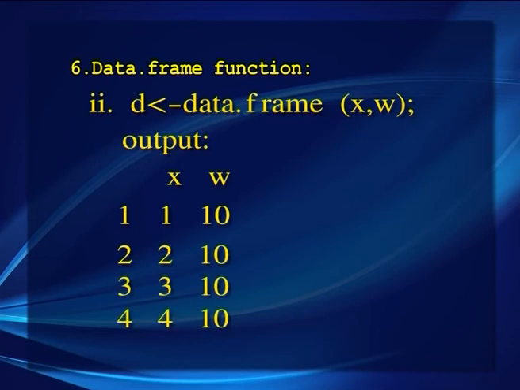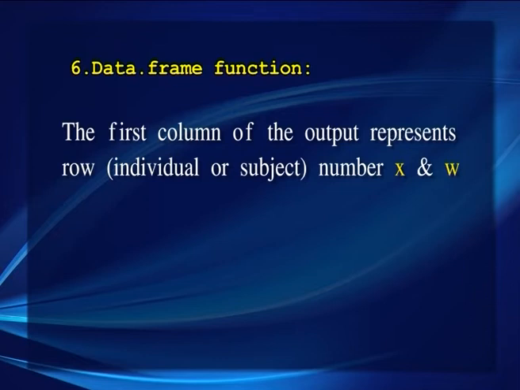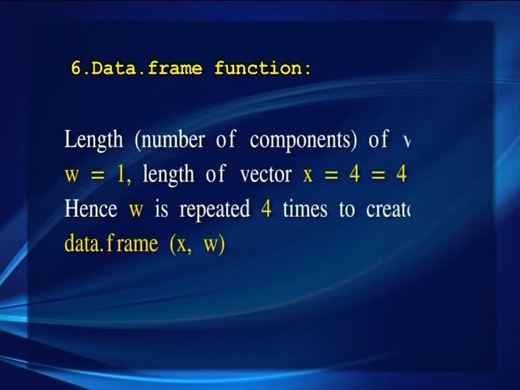Next, D1, assignment operator data.frame(x, w). The output is 1, 2, 3, 4, x 1, 2, 3, 4, w 10, 10, 10, 10. The first column of the output represents the row number, then x and w. Length of the vector w is equal to 1. Length of vector x is equal to 4, which is equal to 4 into 1. Hence, w is repeated 4 times to create the data.frame(x, w).